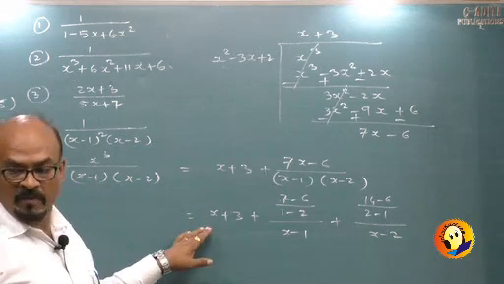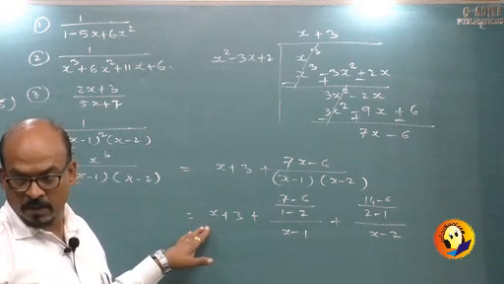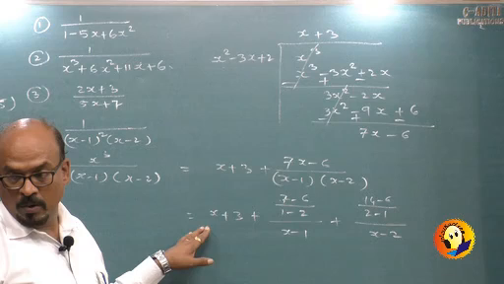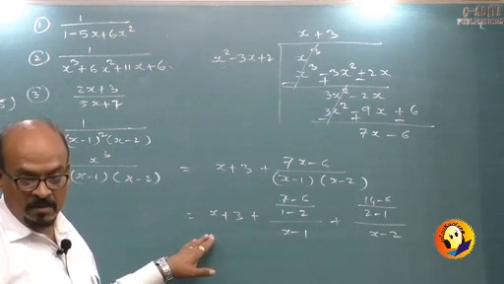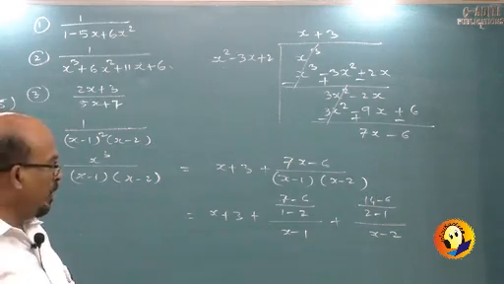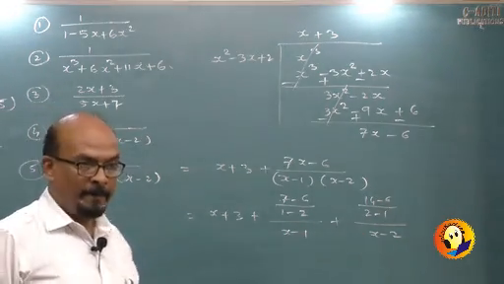So nth derivative of x is 0. Nth derivative of 3 is 0. And for these two we have the formula.